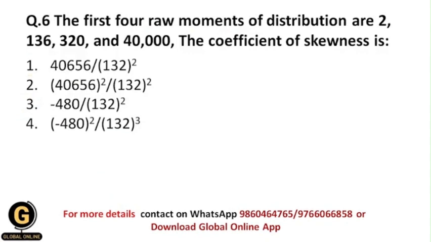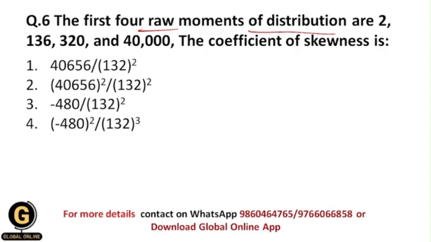Okay, the first 4 raw moments of a distribution are 2, 136, 320 and 40,000. The coefficient of skewness is? Now again here in this question they have asked you to calculate the coefficient of skewness, but they have given you 4 raw moments of the distribution. We saw mu 1, mu 2, mu 3, mu 4 in the previous question, where they are called the central moments, but here they have given you the values of raw moments. So from the raw moments, we need to calculate the values of central moments.